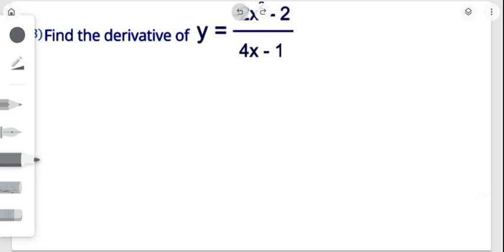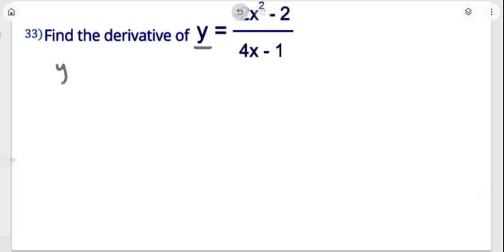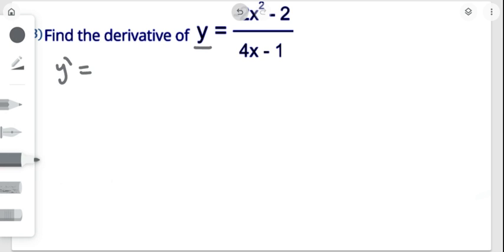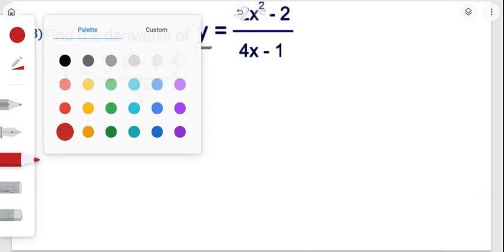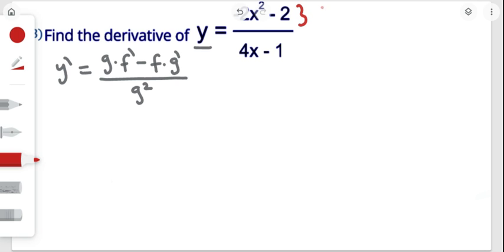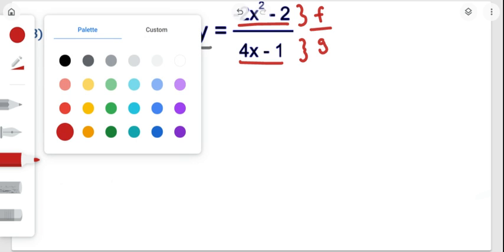The quotient rule says, since here we have y, it's going to be y prime equals g times f prime minus f times g prime over g squared. This is the quotient rule, and an important note is that the numerator is f and the denominator is considered as g, so it's f divided by g. This is g and this is f. Now let's try to solve it.